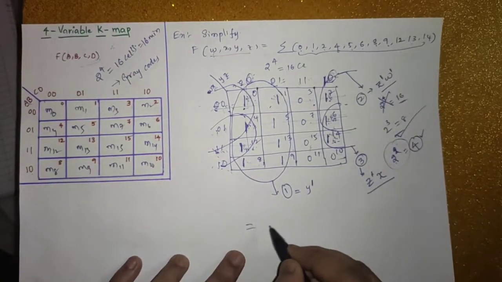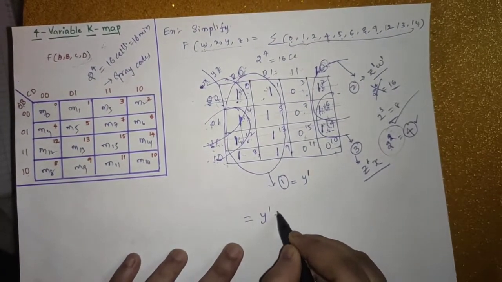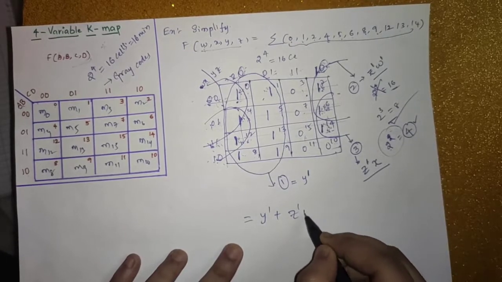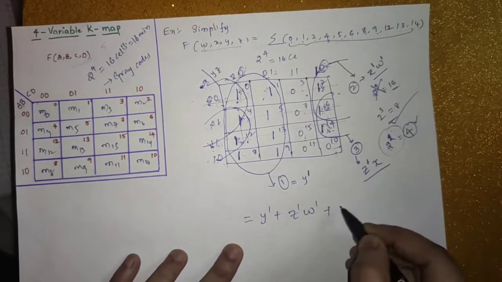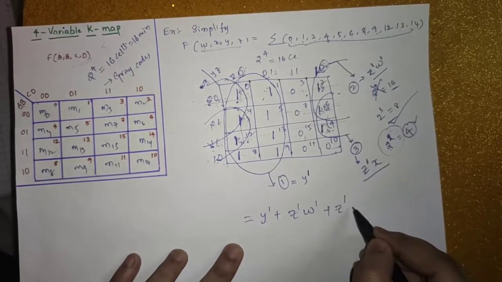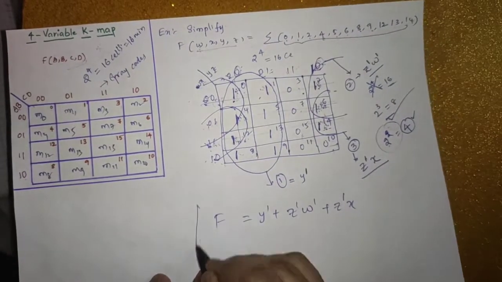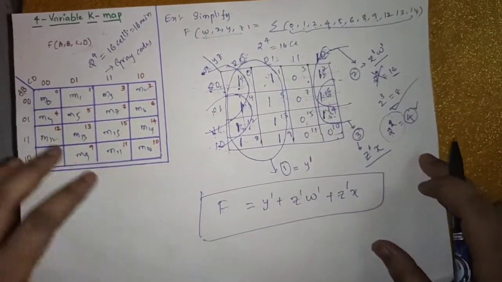So our minimized boolean expression is y dash plus z dash w dash plus w dash z dash x. In this way we need to solve our 4 variable K-map.